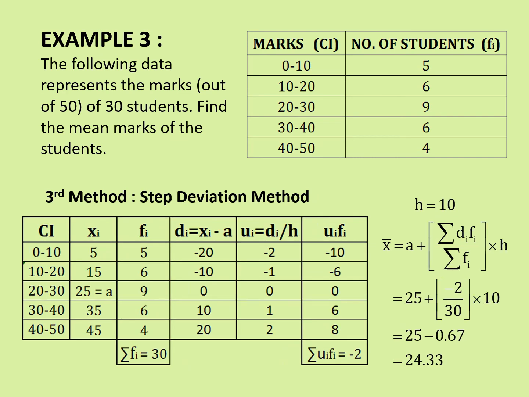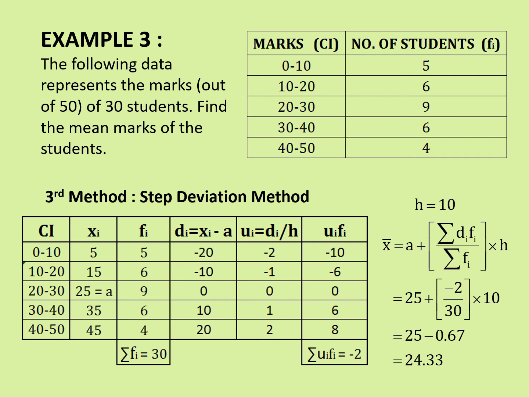Then third method. The first two steps will be the same. We will be considering a value from xi as a. We will be finding di. Then we will see that di is a multiple of a common factor. Suppose in this question, every value of di is a multiple of 10. So we will assume h as 10 and we will divide each value of di by 10 and name it as ui. So here ui comes out to be minus 20 divided by 10 is minus 2, minus 10 divided by 10 is minus 1, 0, 1, 2, so on.